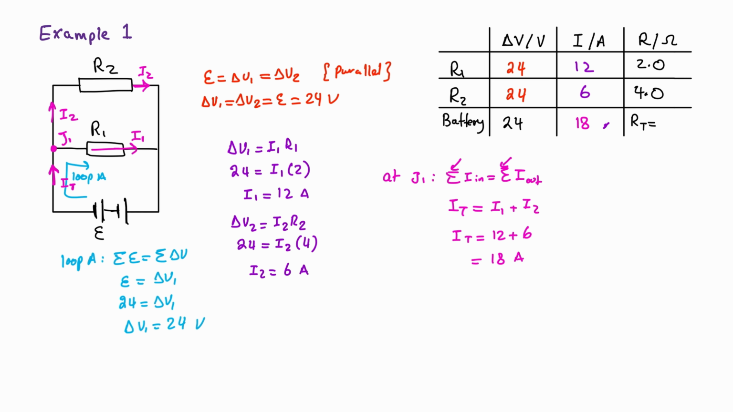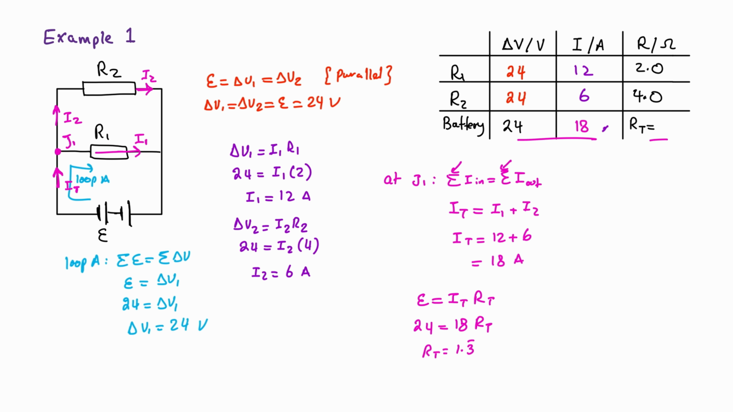And finally, I have two pieces of information here, so I can find a third one. I can go ahead and say the EMF is equal to IT times RT. EMF is 24, IT is 18, and this is RT. Divide both sides by 18 to get 1.3. This is approximately 2 significant digits, so I'm going to go with 1.3 ohms. I think I forgot the .0 here. And that's it for this type.